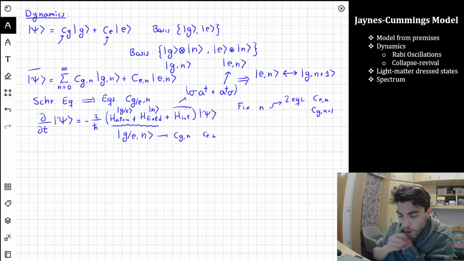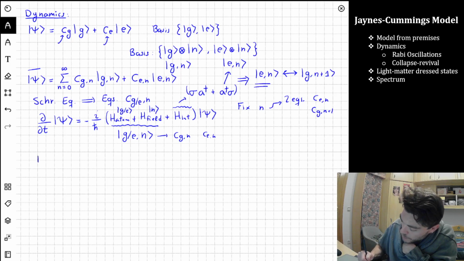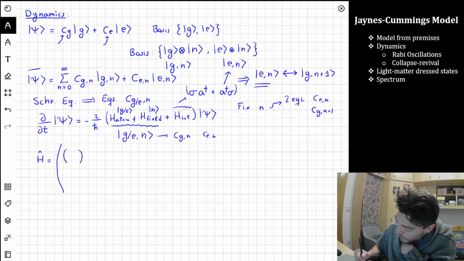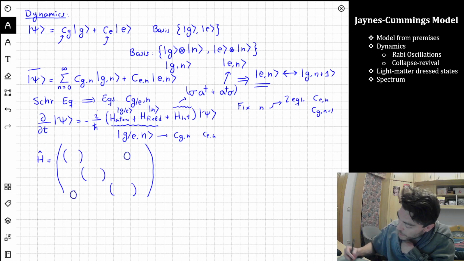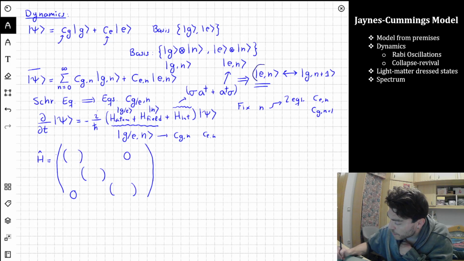But this form here means that if we write down the Jaynes-Cummings Hamiltonian in matrix form, what we would have is a block diagonal Hamiltonian, and this is the reason why this Hamiltonian can actually be analytically diagonalized. So all these terms are zero, in the sense that in the Hamiltonian the only possibilities of couplings are these ones.